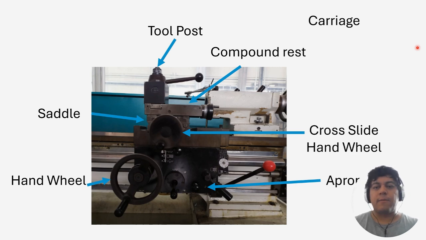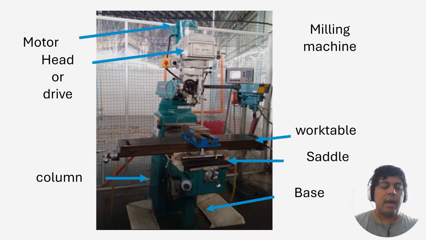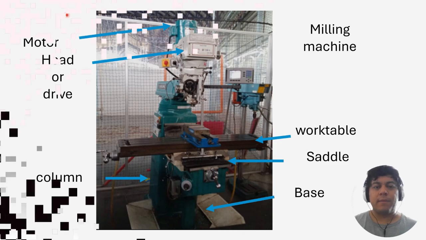The apron is not rocket science, as many people think. So that would be pretty much the end of the lathe machine. Another conventional machine that we have is called the milling machine. We're going to start talking a little more about it.